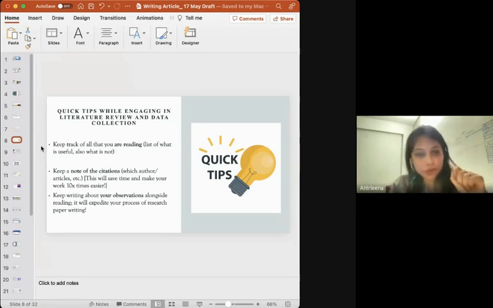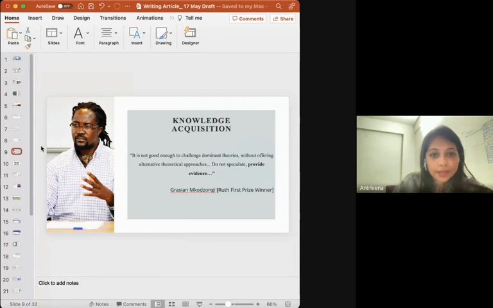And keep writing about your observations alongside reading. So when you're doing your literature review, it's also advisable to keep observations right on the side, on the margins. You can write down your observations, your reflections, your perceptions. This is something that I always say: when you write your article, you should remember that you have to add to the existing knowledge. It cannot be a repetition of what has already been said.